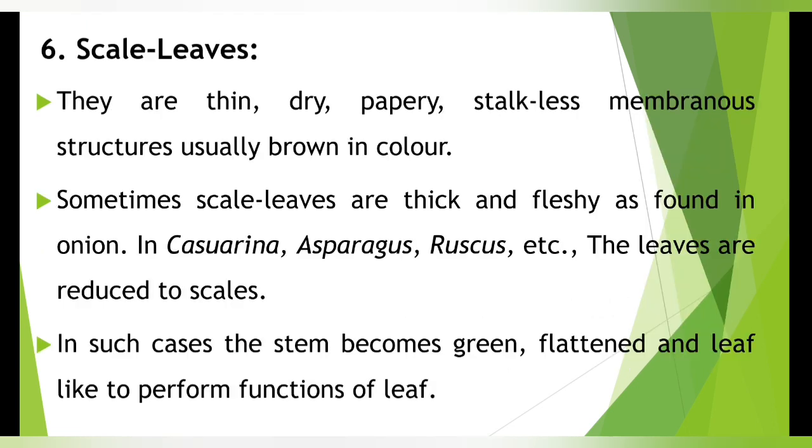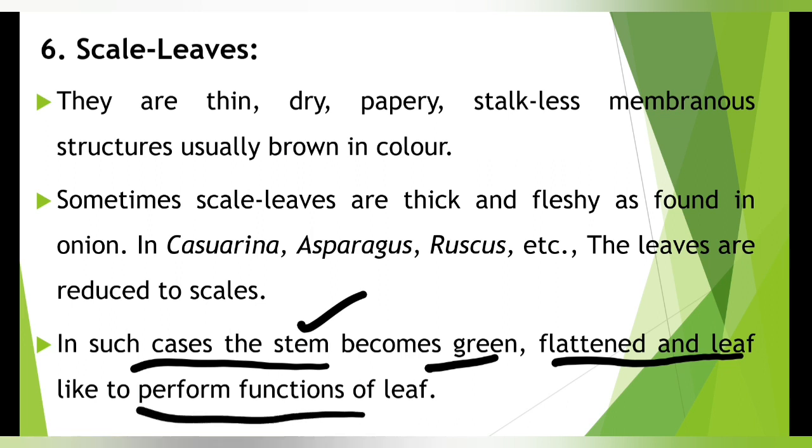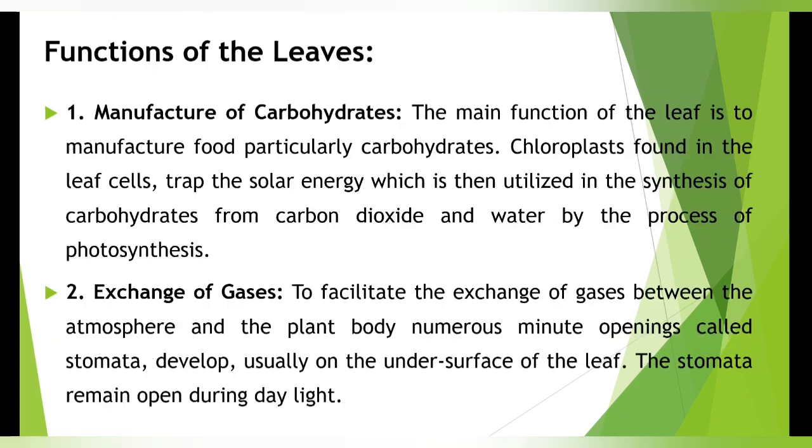Then scale leaves. They are thin, dry, papery, stalkless, membranous and brown in color. These are thick and fleshy as found in onion. In Casuarina, Asparagus, Ruscus, the leaves are reduced to scales. Here the stem becomes green, flattened and performs the function of leaf. So in the case of plants where dry and scaly leaves are present, the stem becomes leaf-like and performs the process of photosynthesis. Then function of leaf: they carry out the process of photosynthesis and prepare food for the plant.